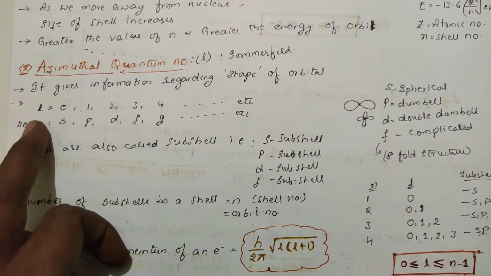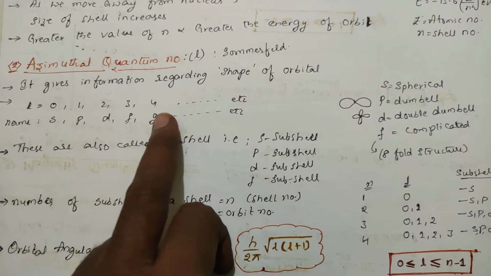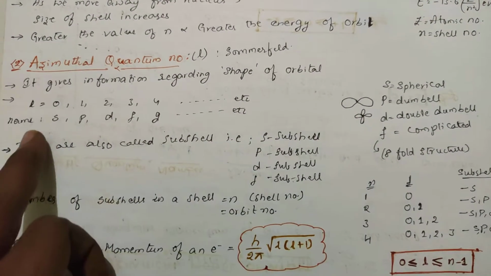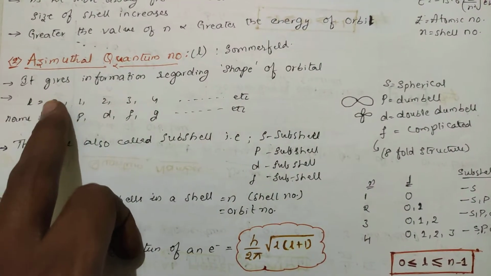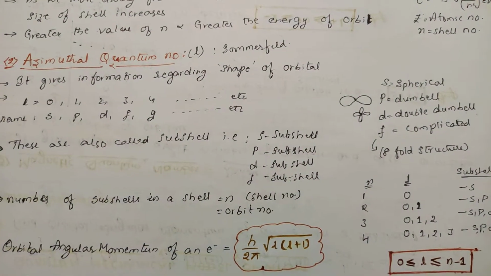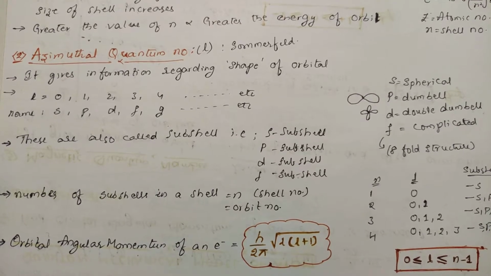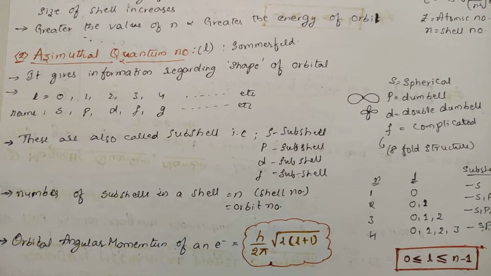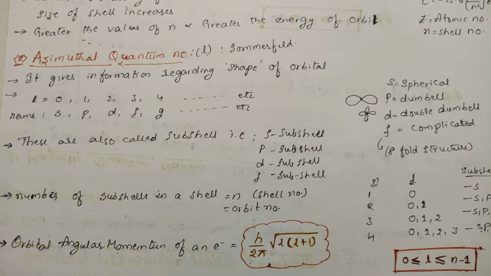l takes the values 0, 1, 2, 3, 4, and so on. Then he has given some symbols. If l is equal to 0, it is indicated with s. If l is equal to 1, it is p. If l is equal to 2, it is d. If l is equal to 3, it is f. l equal to 4 is g, and so on.